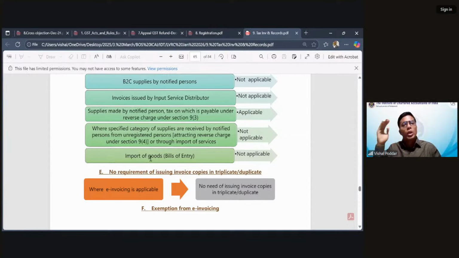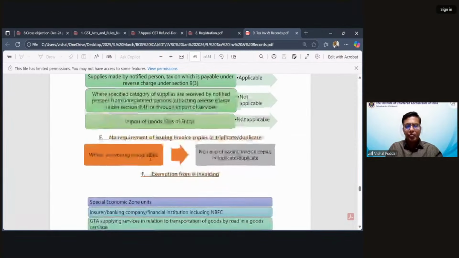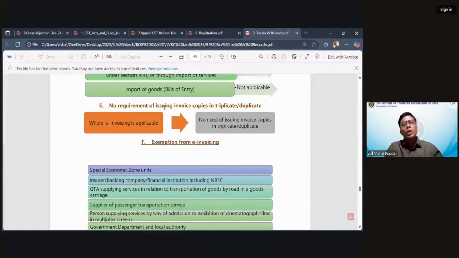That also, it will not apply wherever it is a B2C transaction or a transaction only for passing on the credit, that is, by ISD. Next, no requirement of issuing invoice copies in triplicate. So wherever e-invoice is applicable, there is no need of issuing invoice copies in duplicate, triplicate. See, your regular invoice has to be issued in duplicate, triplicate, but e-invoicing is just registering the invoice details with the government. So there is no duplicate, triplicate in that.